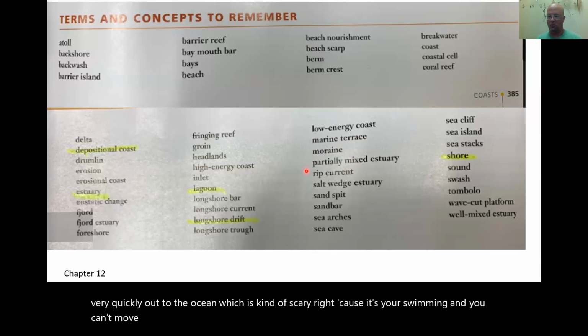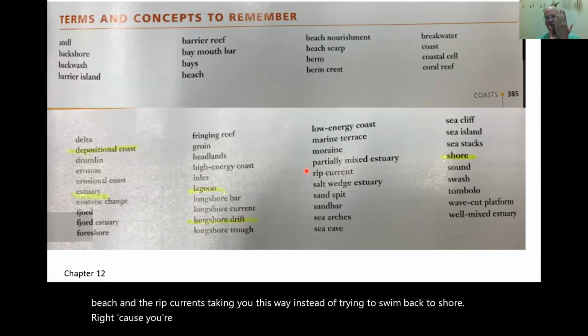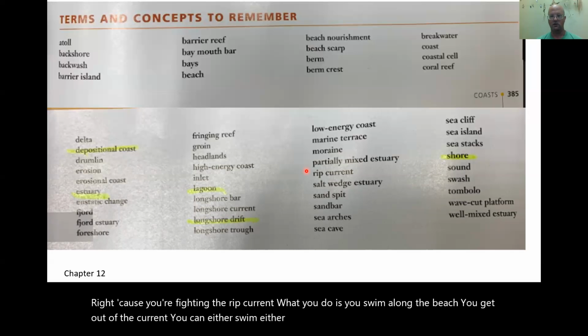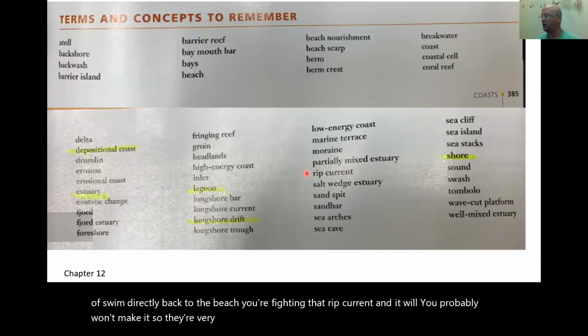The trick to a rip current is if you get stuck in one. So if this is the beach and the rip current's taking you this way, instead of trying to swim back to shore, right? Because you're fighting the rip current, what you do is you swim along the beach. You get out of the current. You can swim either way to get out of the current. Because if you swim directly back to the beach, you're fighting that rip current and you probably won't make it. Right? So they're very strong, very powerful because water is powerful.